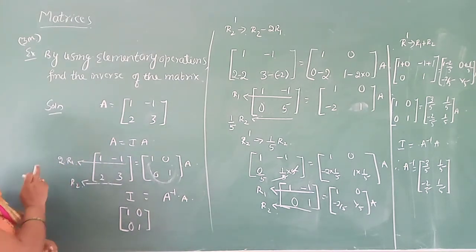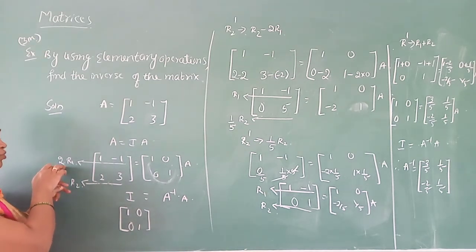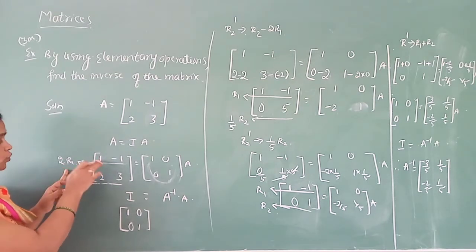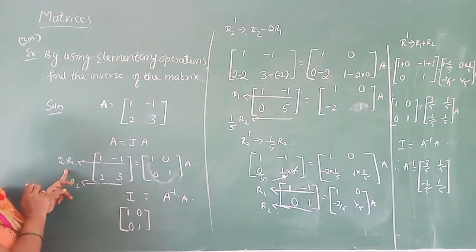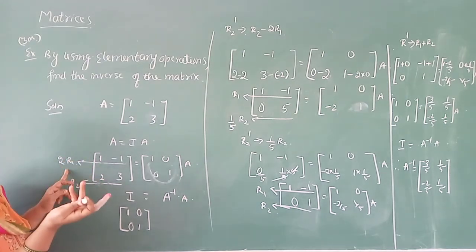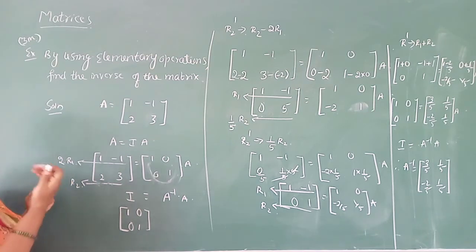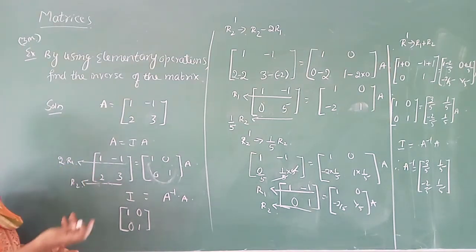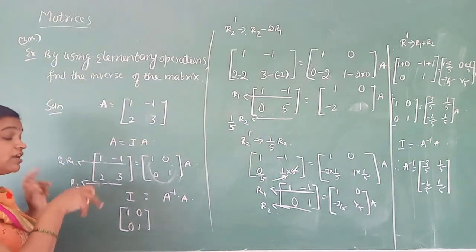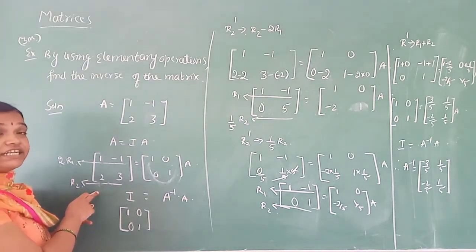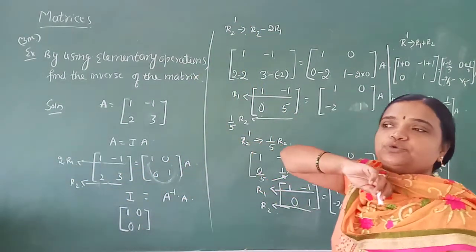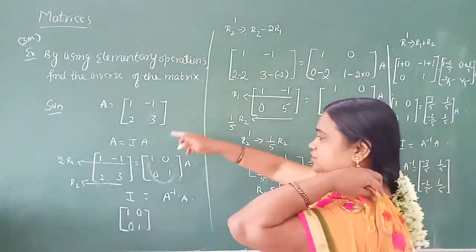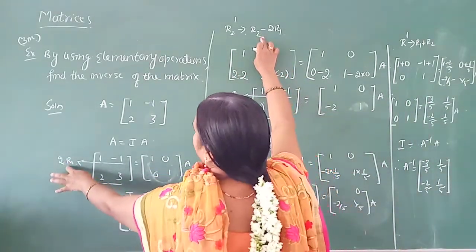This is first row R1, this is second row R2. We are multiplying the first row by 2, that is, we get 2 into 1 is 2. But I want this to be 0. If I do plus 2 plus 2, what will we get? Therefore we do minus: 2 minus 2 gives 0. Everything we are doing changes row R2. Therefore we write R2 dash equals R2 minus 2 R1.